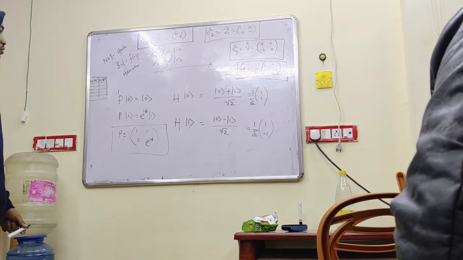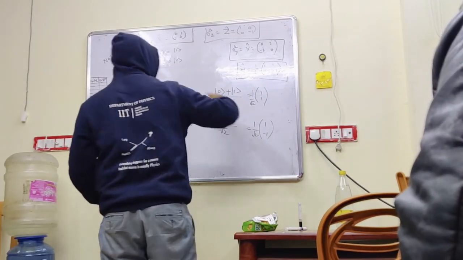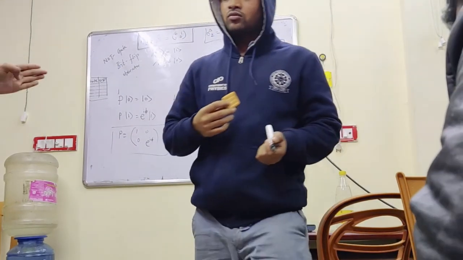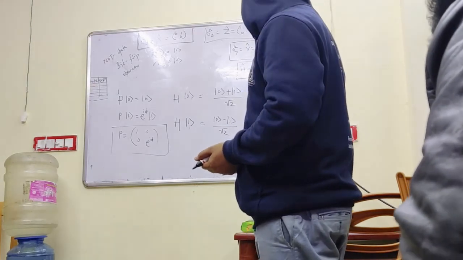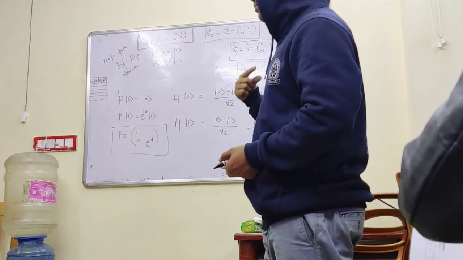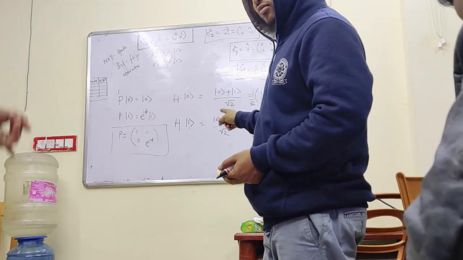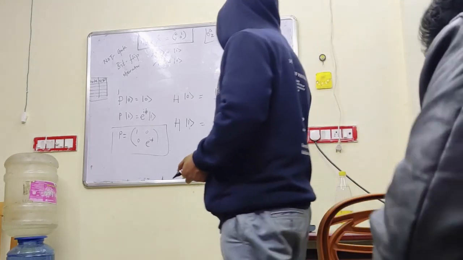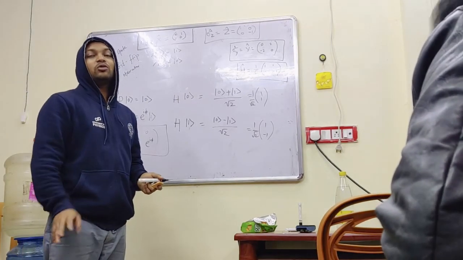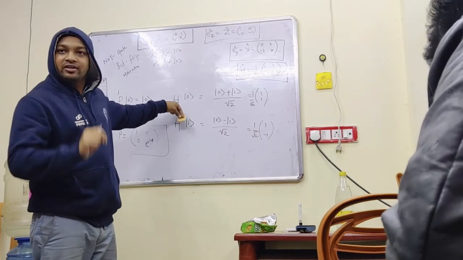0 + 1. With its help, see. How can we know that it takes 0 to 0 plus 1 upon root 2? How do we know that that gate takes ket 0 to ket 0 plus ket 1 upon root 2? See, the thing is, it is the other way around actually. What do I mean the other way around? I come up with a matrix.